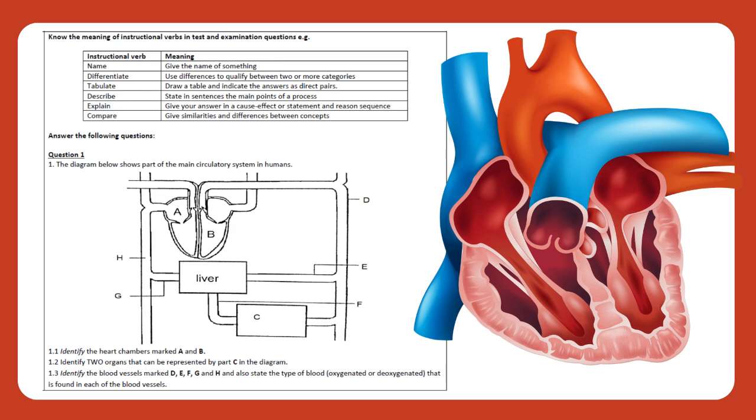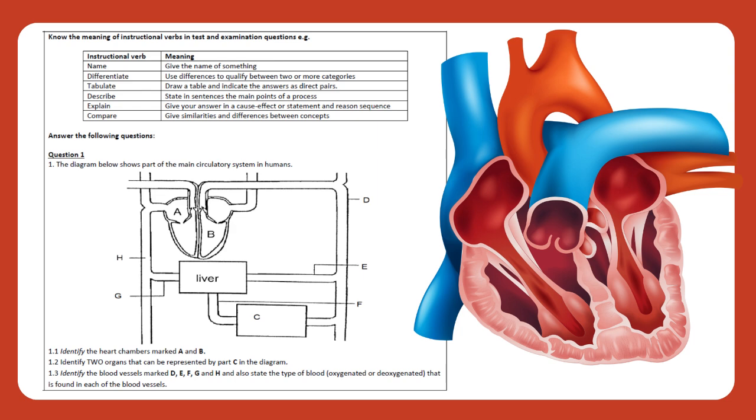Describe. State in sentences the main points of a process. Explain. Give your answer in a cause-effect or statement and reason sequence. Compare. Give similarities and differences between concepts. Answer the following questions. Question 1. 1. The diagram below shows part of the main circulatory system in humans.